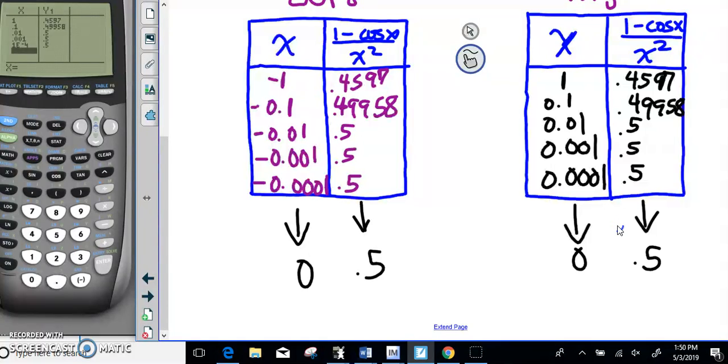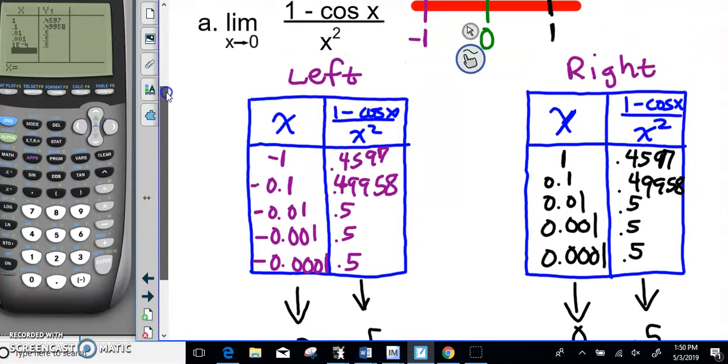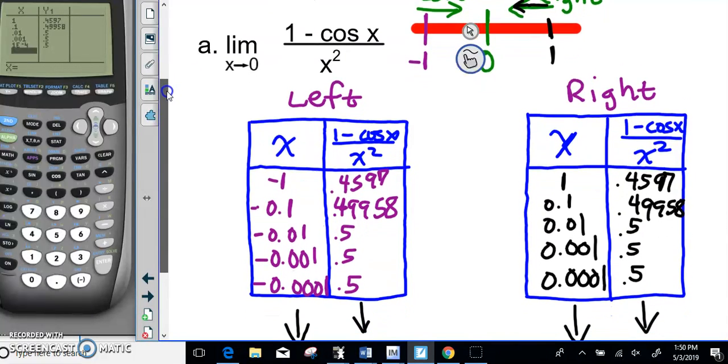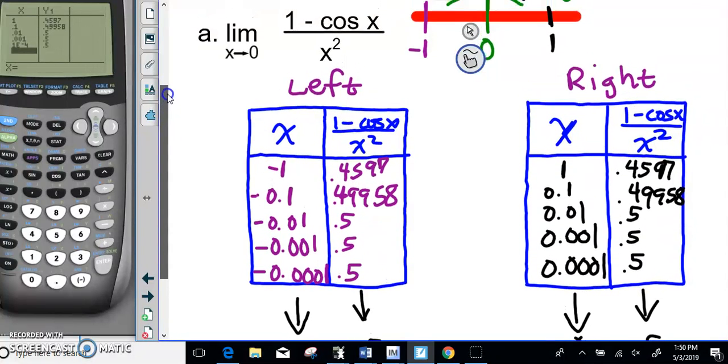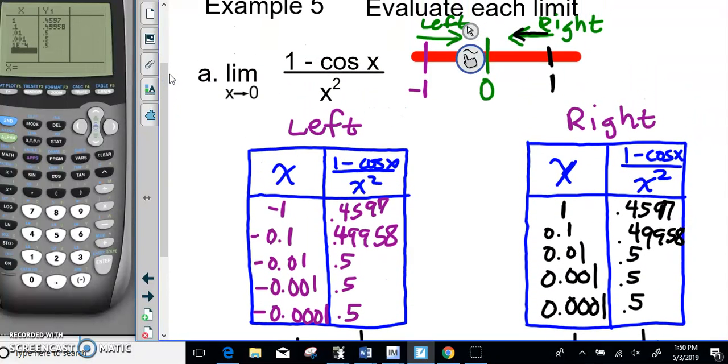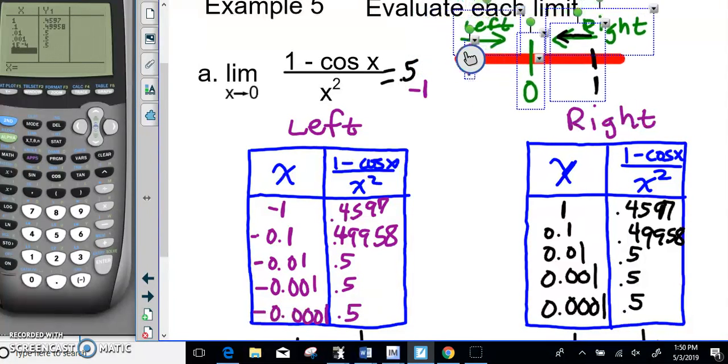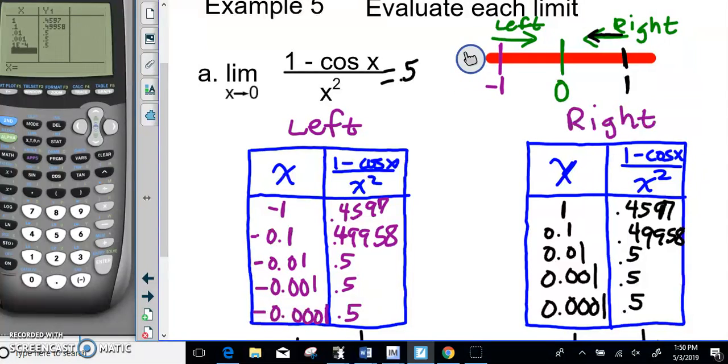Because as you're getting closer and closer to 0, the y values are getting closer and closer to 0.5. In actual reality, it's not exactly 0.5, because these are long decimal numbers that can't actually be put in there, so the calculator just rounds it for you. So here, our answer is 0.5 for this problem, because that's what both sides go towards.